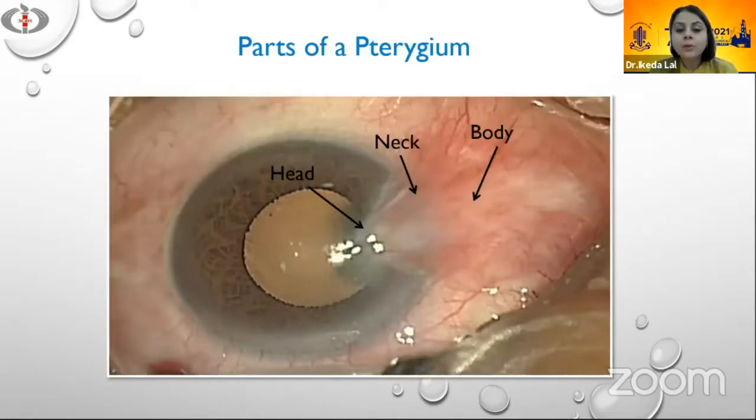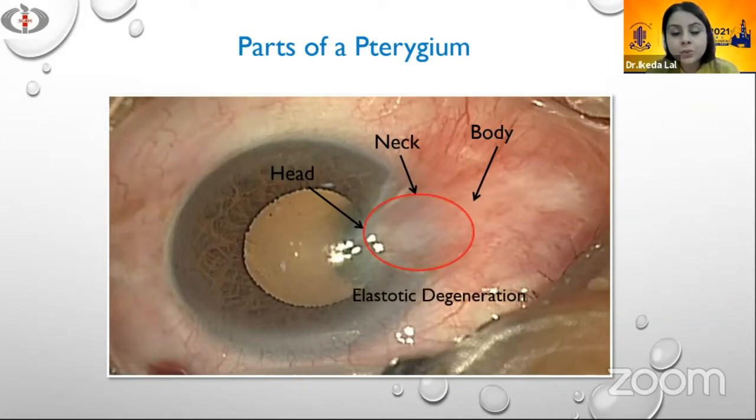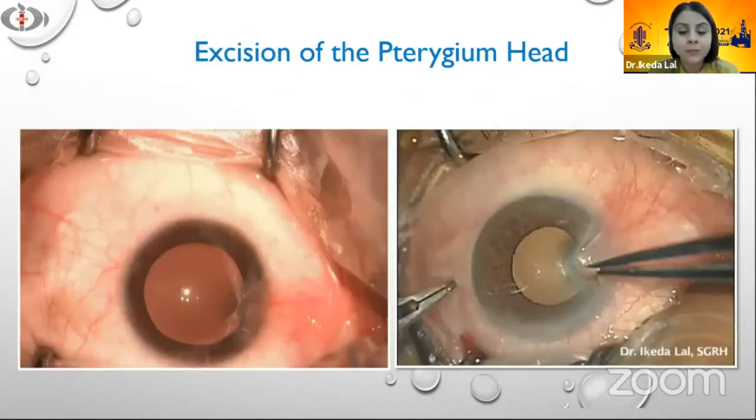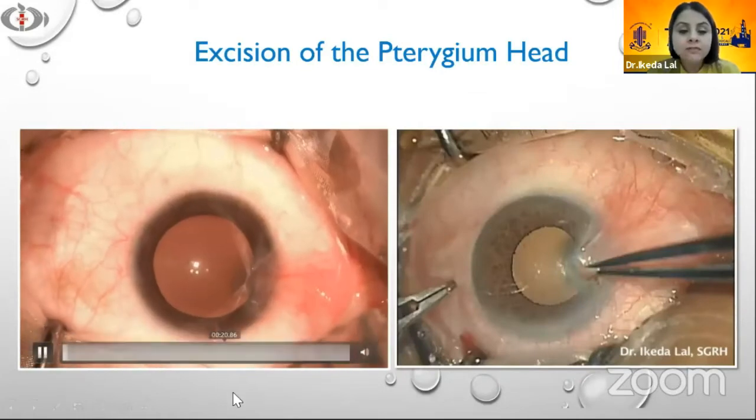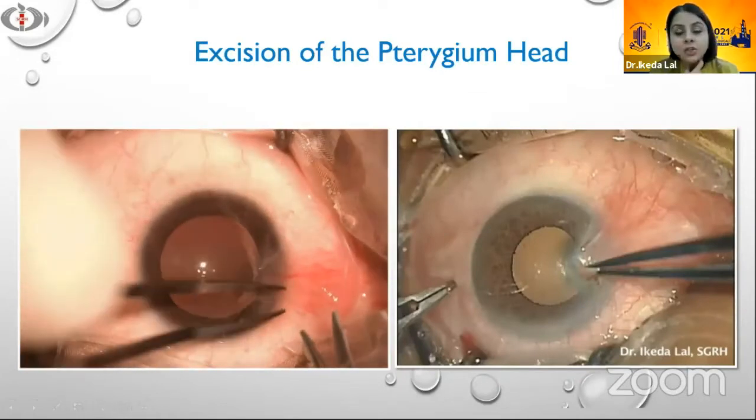So before we talk about the surgery, let's understand a little bit about the parts of pterygium and what we are aiming at in the surgical procedure. The head is the part of the pterygium which overlies the cornea. The body of the pterygium is the one which is on the conjunctiva. And the junction between the head and the body is known as the neck of the pterygium. This whitish tissue that we see here is actually the elastotic degeneration, which needs to be excised and addressed during our surgery.